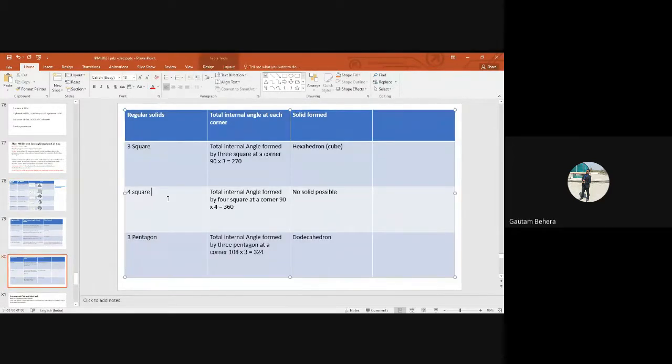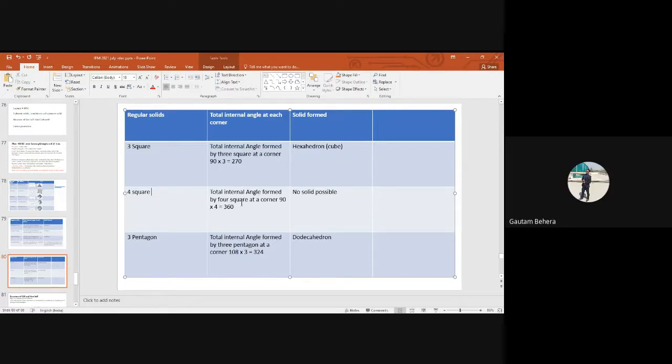Then 4 squares. If you take 4 squares, they'll meet at a point to form a vertex or corner. So the total internal angle formed by these 4 squares at a corner is 90 into 4, that is 360 degrees. So now can you tell me, if you are taking 4 squares, will this form a solid or not? No solid is possible, because the limitation is that it should be below 360 degrees. Right? No solid will form.